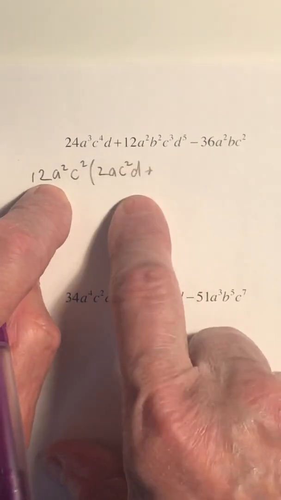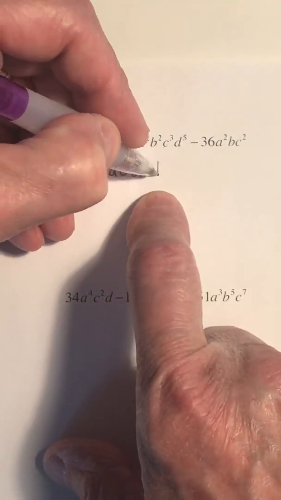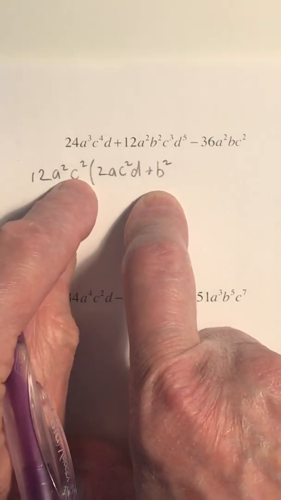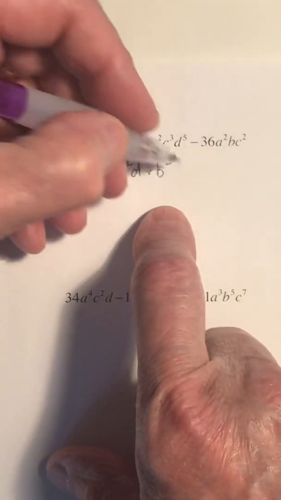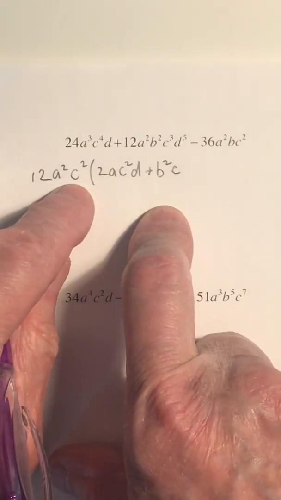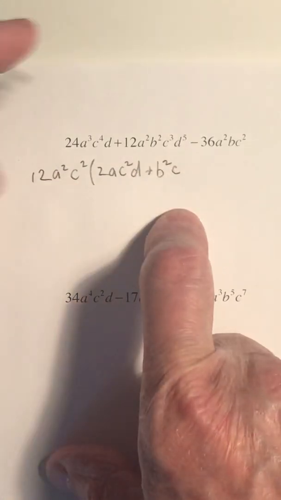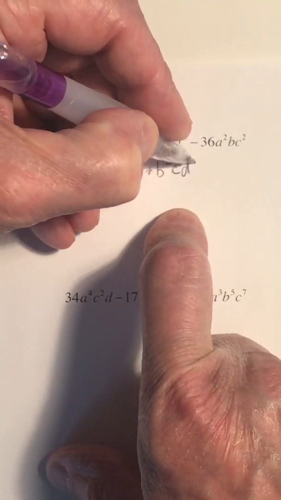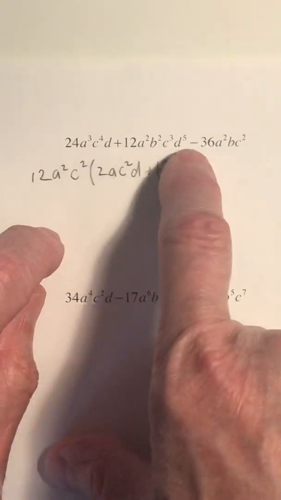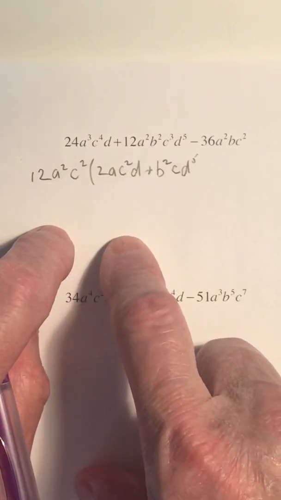We've already got the A squared. We need a B squared. And we need a C to the 1st. And we need D to the 5th. See, we didn't get a B in our GCF. Even though there's a B here and here, there was no B in that first term. So B could not be factored out.